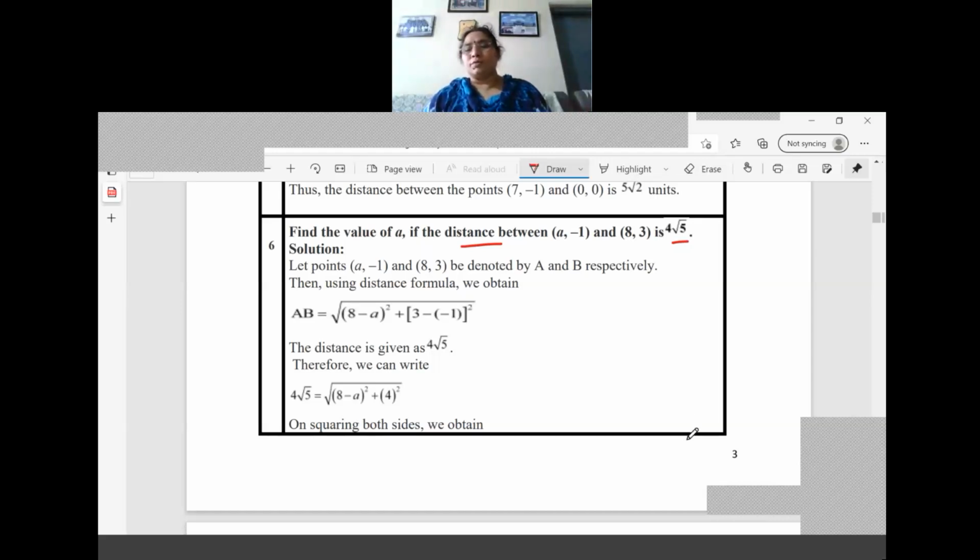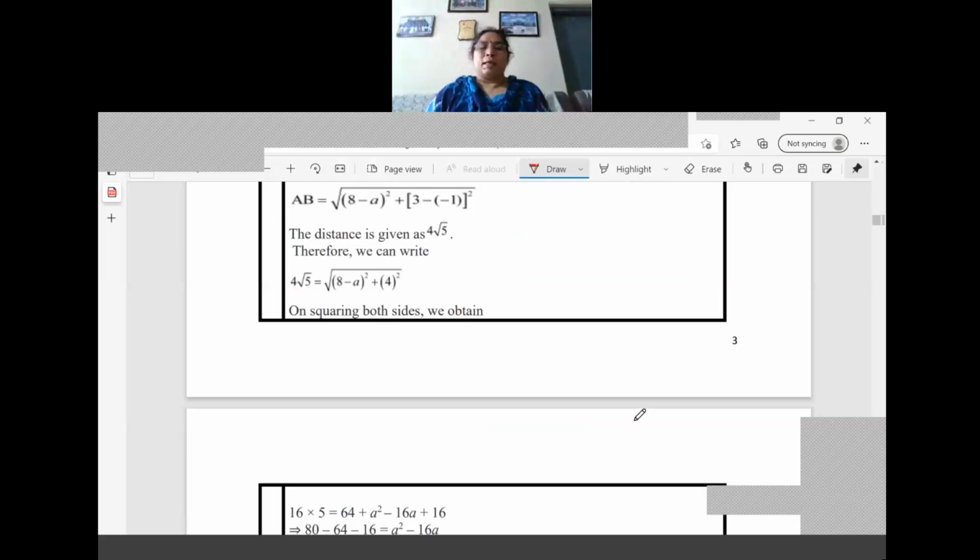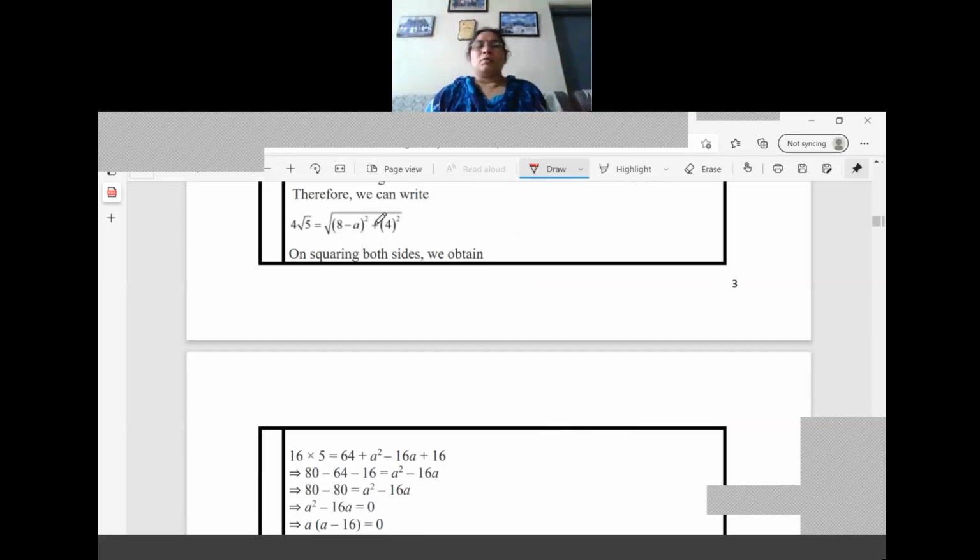AB equal to 4 root 5 only. So AB square also we can do, meaning removing the root, and we can do the squaring on both the sides. So 4 root 5 means 16 into 5, 80 will come, and we will get that 80 equal to this side, (8 minus a) whole square plus 16 will come.